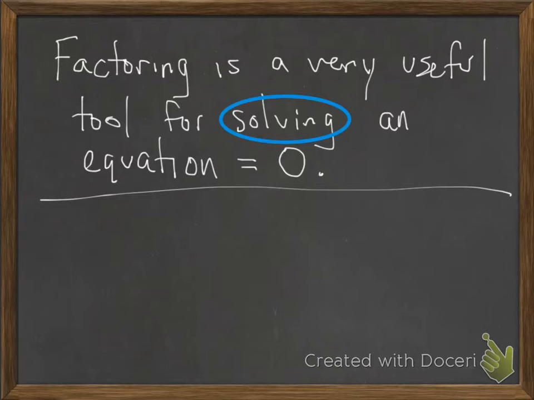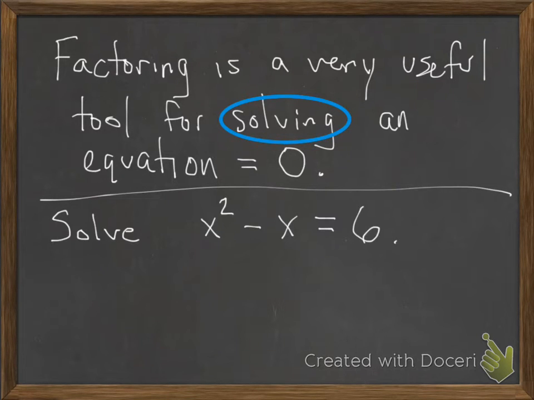In this video, we're going to talk about factoring, and how factoring is useful in solving equations that are set equal to 0. So it has to be set equal to 0 for the process that we're about to do, and solving means your answer is going to look like x equals something. So let's do an example.